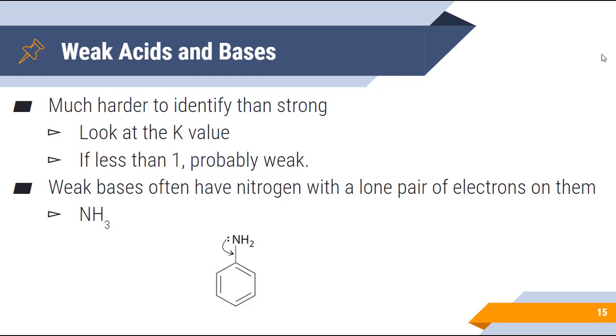Weak bases often have nitrogen with a lone pair of electrons on them. For example, NH3, or this example here. This example here, because it has that lone pair on it that is negative, tends to attract hydrogen, which has a positive charge. So just a couple of ways to look at weak acids and weak bases in order to be able to determine what they are. But again, key thing here, make sure you memorize those strong acids and strong bases.